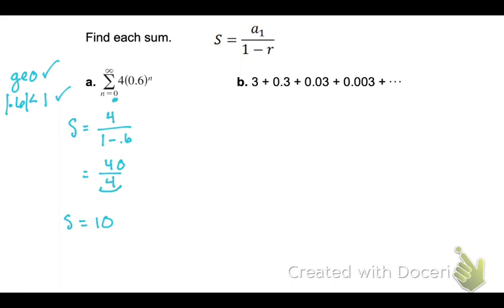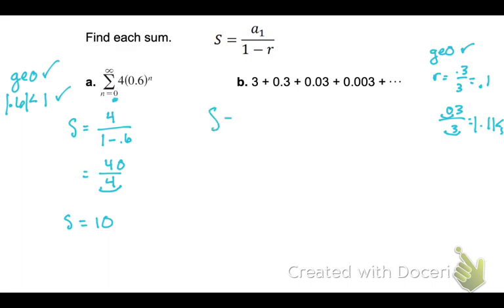Okay, so 3 plus 0.3 plus 0.03, 0.003. Okay, well, is it geometric? Yes, it is geometric. What is r? Well, r would be 0.3 divided by 3, which would be 0.1. Let's check it. So it'd be 0.03 divided by 0.3. So move once, and you still get 0.1. So is the absolute value of r less than 1? So we're good to go.